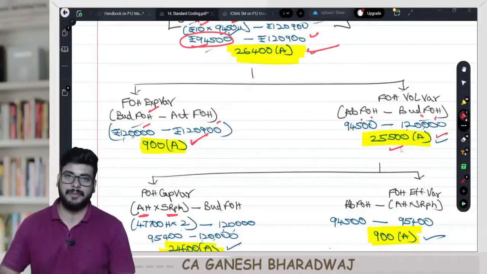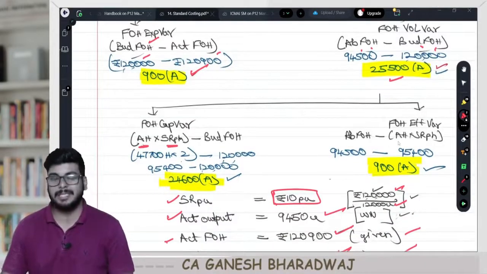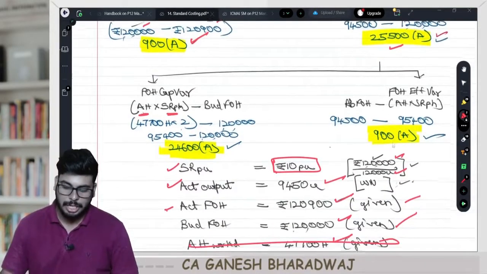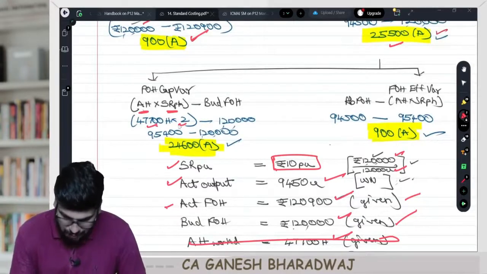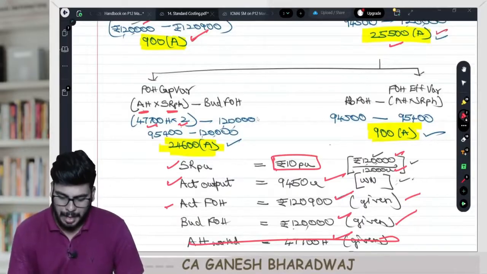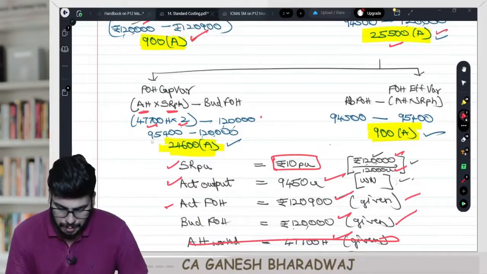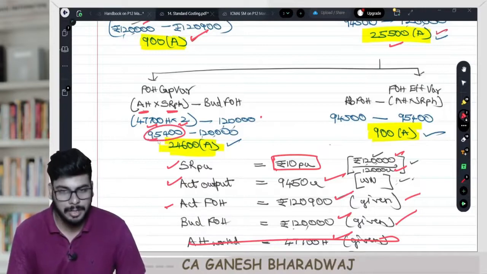Now this gets further bifurcated into two: fixed overhead capacity and fixed overhead efficiency variance. So here it's going to be actual hours into standard rate per hour. The figures are all given. We just calculated the ingredients, plug in the figures. 47,700 into 2. Absorbed overhead is 1,20,000. So here the actual hours into standard rate per hour is going to be 95,400, right?